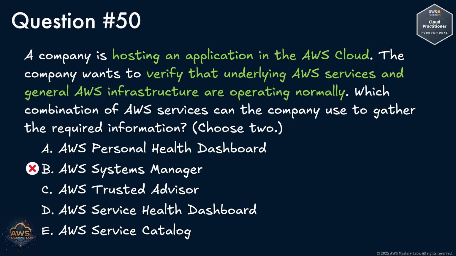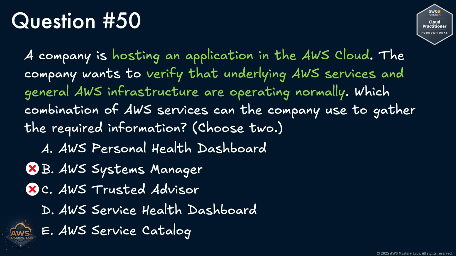Option B, AWS Systems Manager. AWS Systems Manager is primarily used for managing and automating operations on your AWS resources, such as EC2 instances or configuration compliance. While it offers valuable insight into your own infrastructure, it doesn't provide visibility into the operational health of AWS services themselves. Incorrect because it is focused on managing customer-owned resources, not AWS-wide service health.